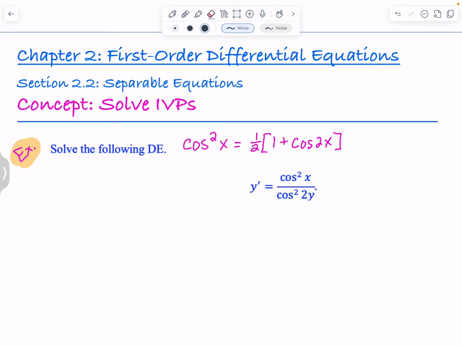In this video, we'll finish section 2.2 separable equations with four more examples. I just want to show you again some of the weird ones and some where it requires some identities. This one is super important. If you're taking Calc 3 with me, we use this one quite a bit.